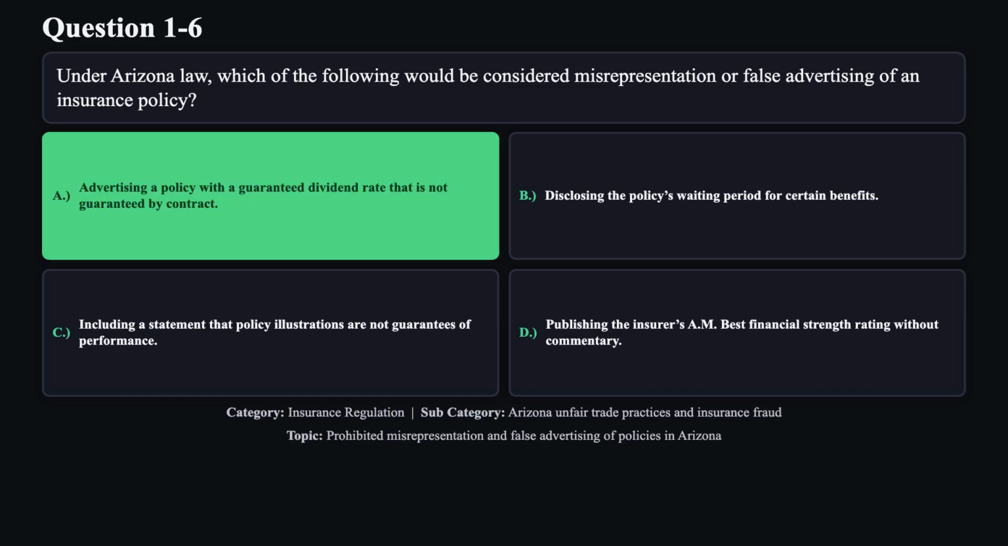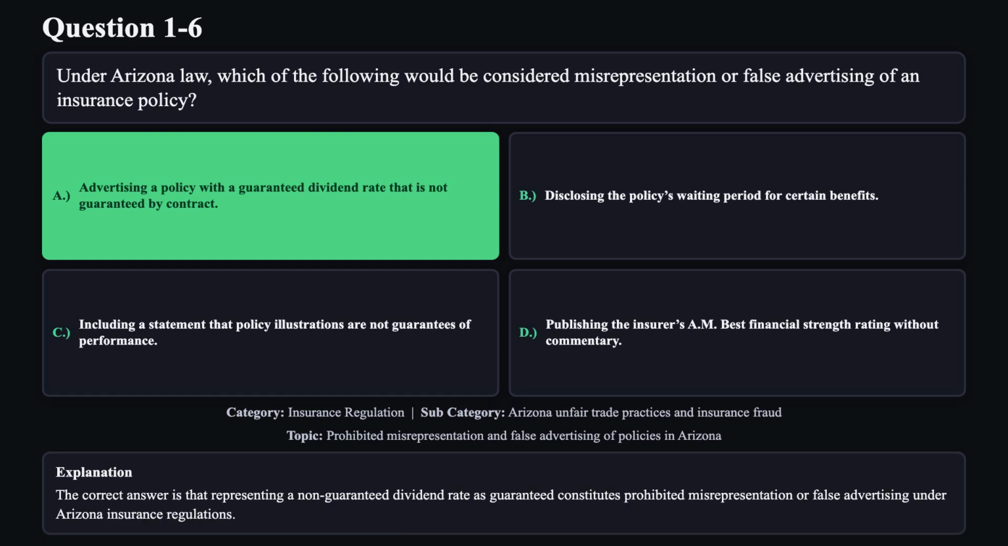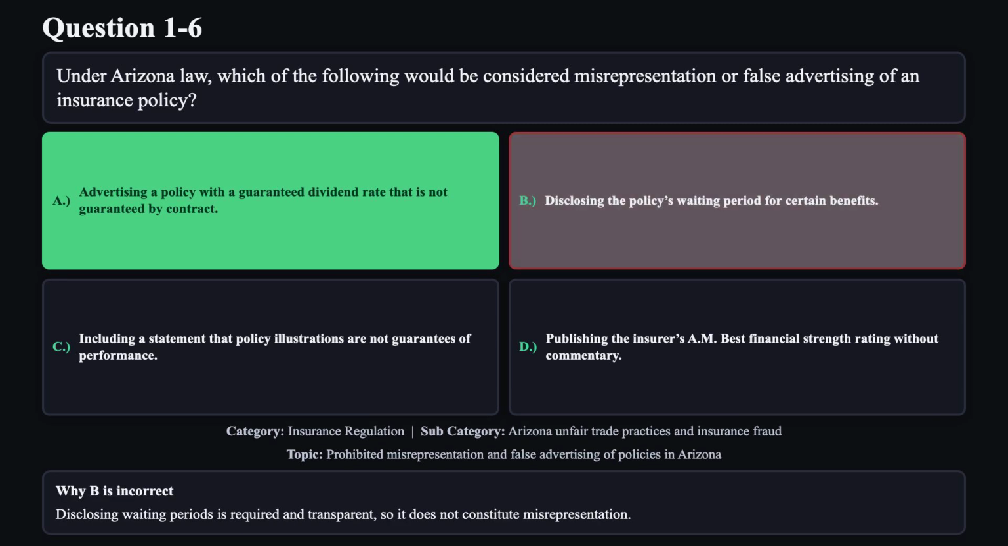The correct answer is A. The correct answer is that representing a non-guaranteed dividend rate as guaranteed constitutes prohibited misrepresentation or false advertising under Arizona insurance regulations. Reason B is not correct. Disclosing waiting periods is required and transparent, so it does not constitute misrepresentation.